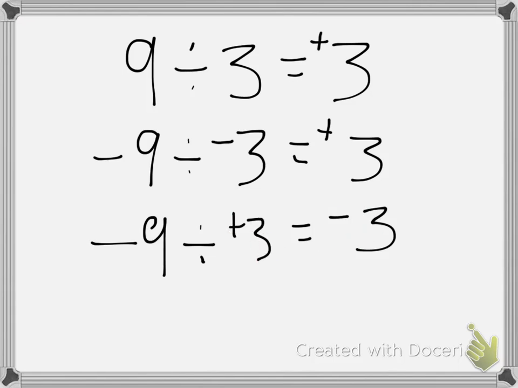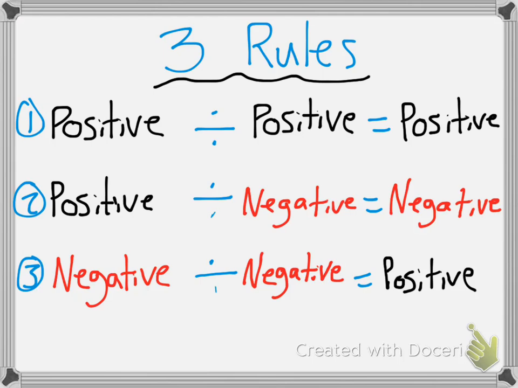So let's go back and look at those rules one more time. You divide a positive with a positive, you get a positive. A positive with a negative, you get a negative, and a negative with a negative, you get a positive. Now, the words can seem overwhelming, but if you can conceptualize and understand this: if the two numbers have the same sign, the answer is positive. If the two numbers have a different sign, the answer is negative.